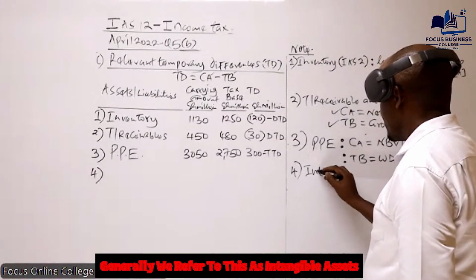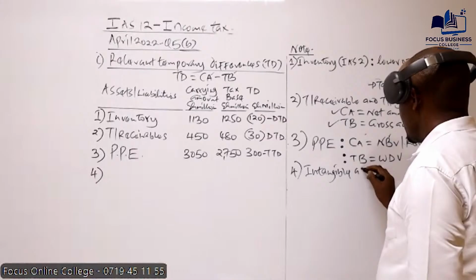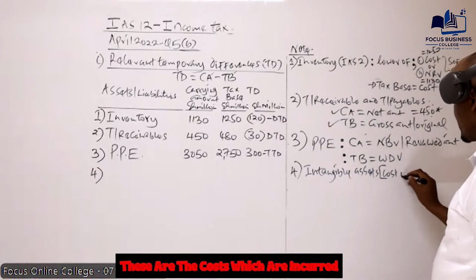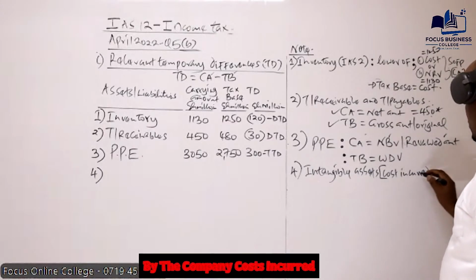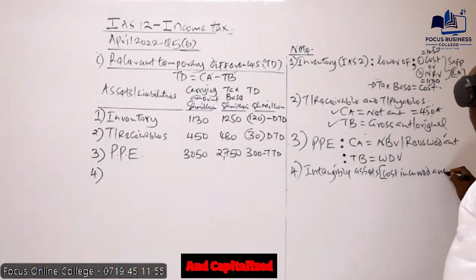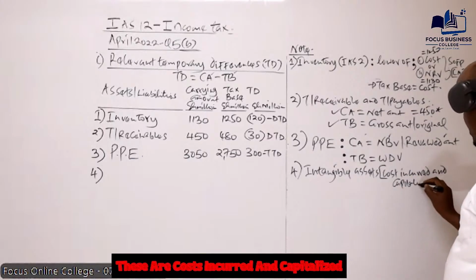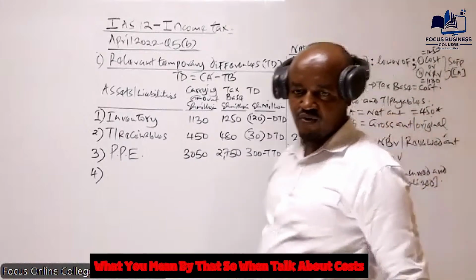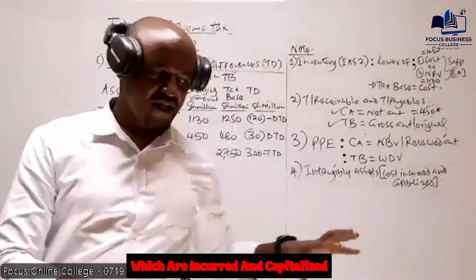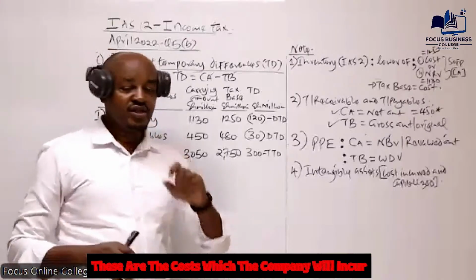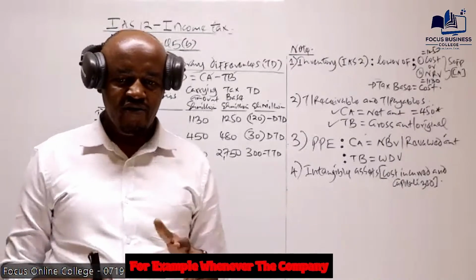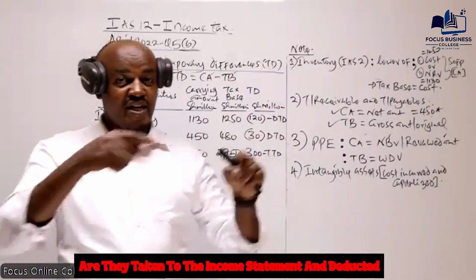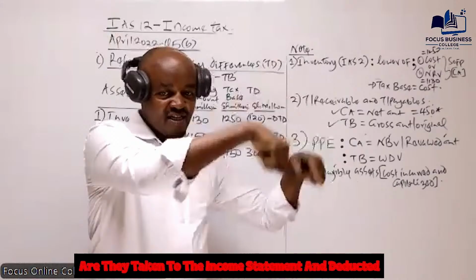Basically, generally, we refer to this as intangible assets. These are costs which are incurred by the company and capitalized. You need to understand what you mean by that. When we talk about costs which are incurred and capitalized, these are the costs which the company will incur. For example, whenever the company is developing a new product, are those costs taken to the income statement and deducted from the total incomes? No.